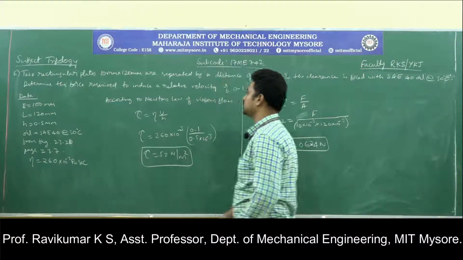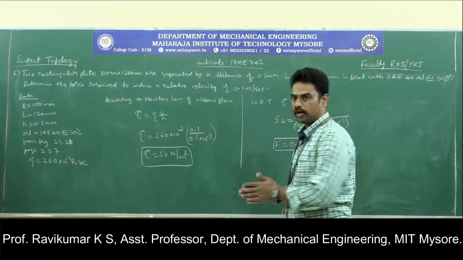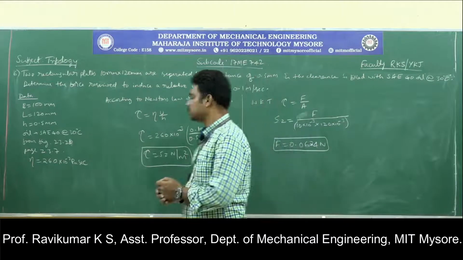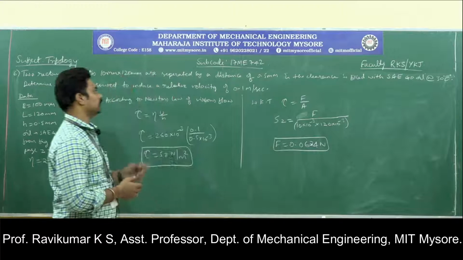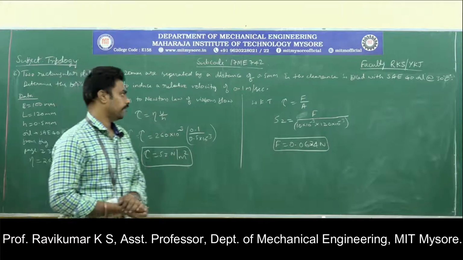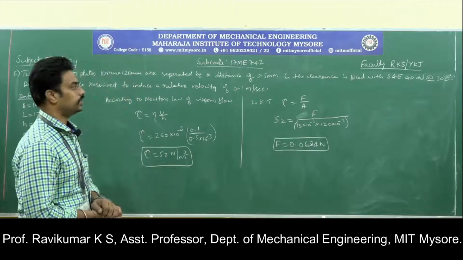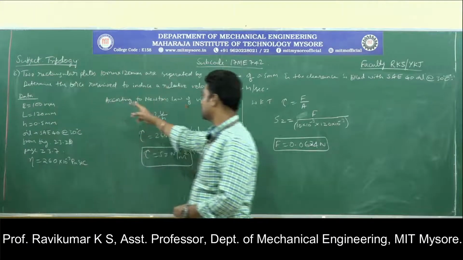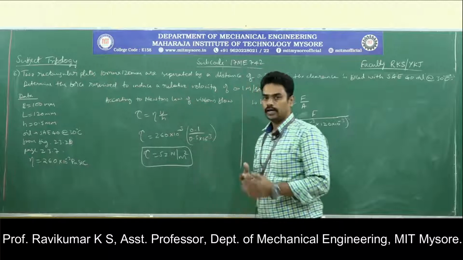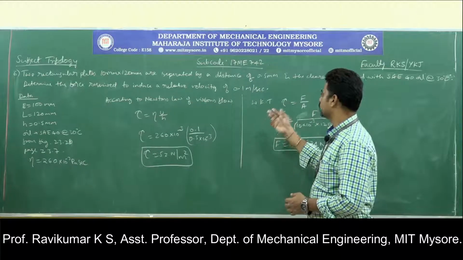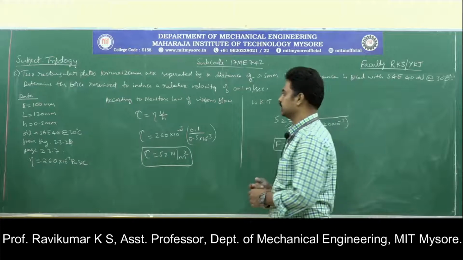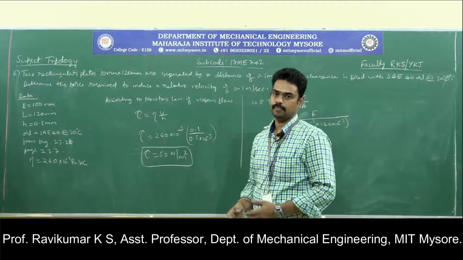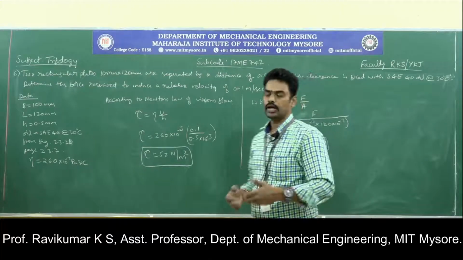Two rectangular plates 10 mm by 120 mm are separated by a distance of 0.5 mm and the clearance is filled with SAE 40 at 30 degrees Celsius. Determine the force required to induce a relative velocity of 0.1 meter per second. So here you need to determine the force required to induce the velocity. You need to calculate the force here.